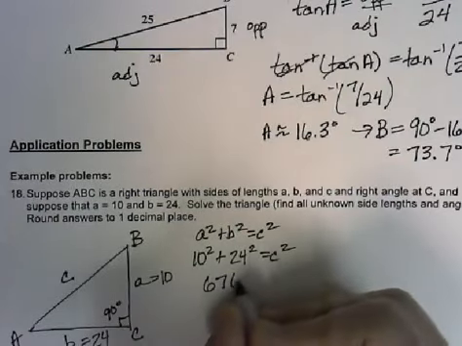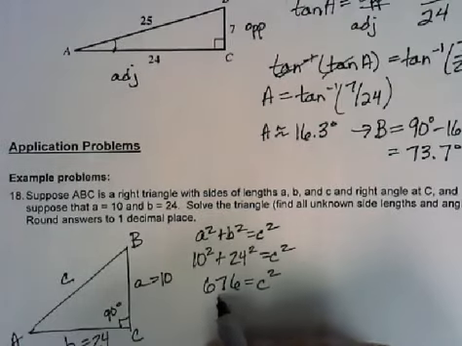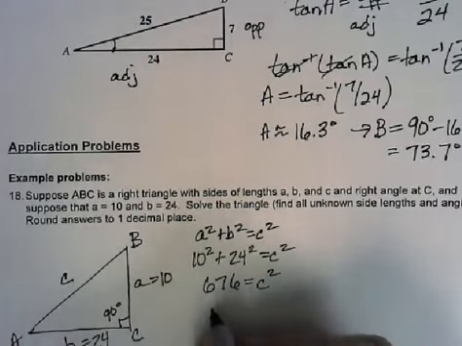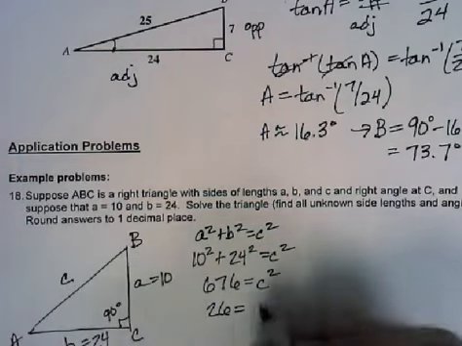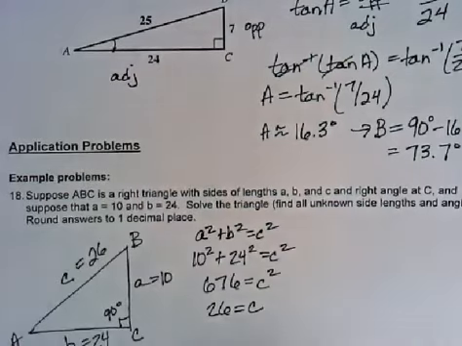10 squared plus 24 squared is 676. This time I don't have to worry about a plus or minus for this answer since it's a side length. It has to be positive. The square root of 676 is 26. So that's my side length for C.